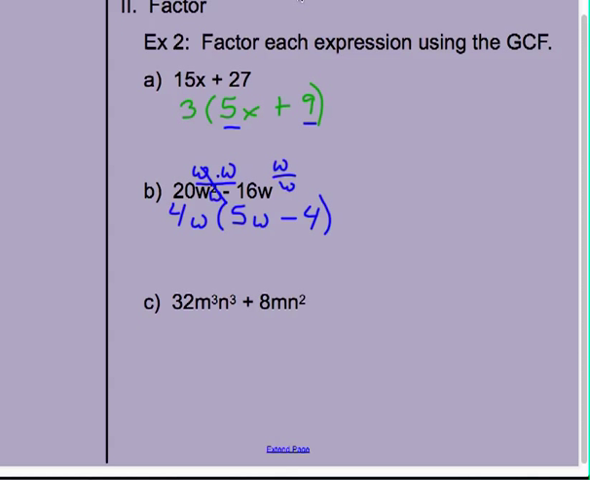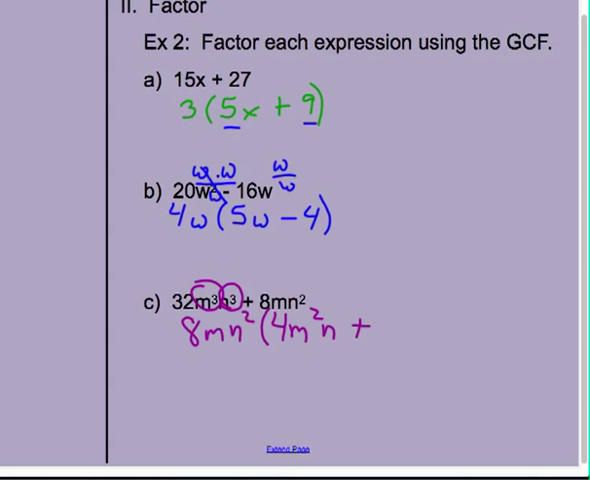We'll go through this last one. 32 and 8. Well, 8 goes into 32, so 8 is our GCF. Looking at my variables, I have m to the first power as the smallest exponent, and n squared as the smallest exponent. 32 divided by 8 is 4. Think about it as I pulled out one m from m cubed, so I have 2 m's left, or m squared. I pulled 2 n's out of n cubed, so I have 1 n left.